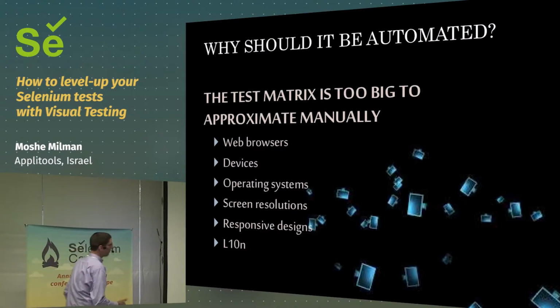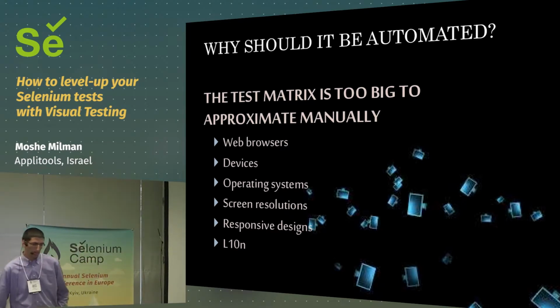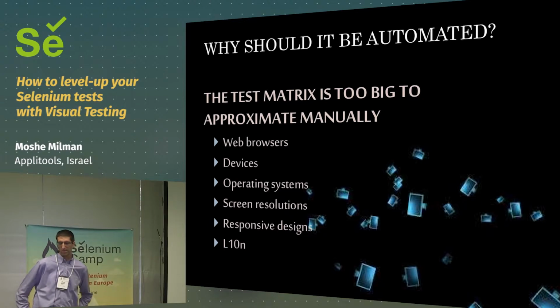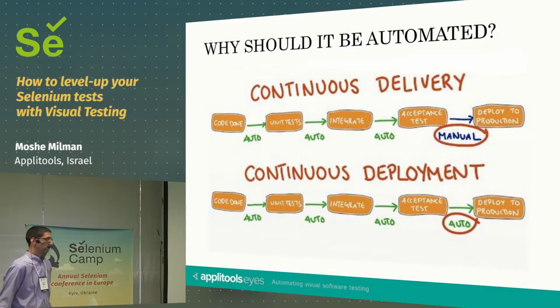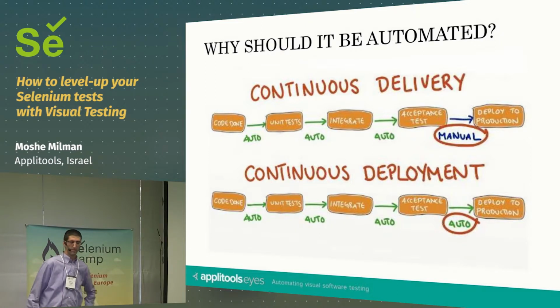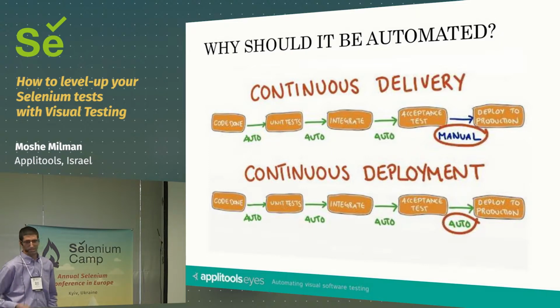Okay, so why should you actually care about visual testing, and why should you spend effort automating your visual tests? The first reason is that the test matrix is just too large to approximate manually. Today you have a huge amount of web browsers, mobile devices, localizations, operating systems, screen resolutions, responsive design. It's just impossible to test it manually, especially if you're looking at continuous delivery and continuous deployment, and I'm sure that many of you are already starting to do continuous delivery, or are at least in the process of moving in that direction. And even if you're doing some level of agile release with weekly or bi-weekly releases, it's almost impossible to validate the UI manually when you release so frequently.